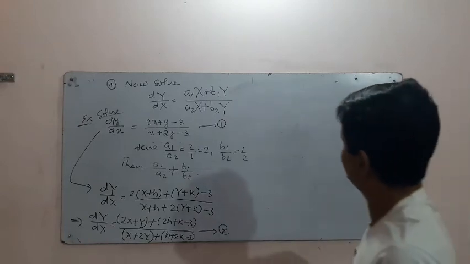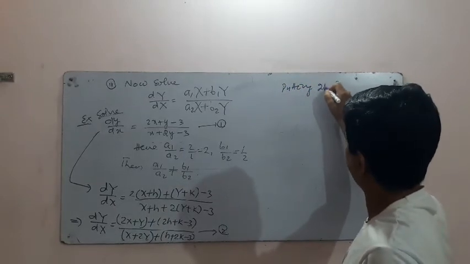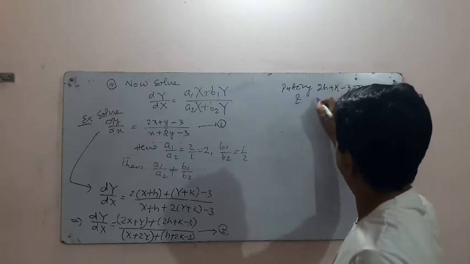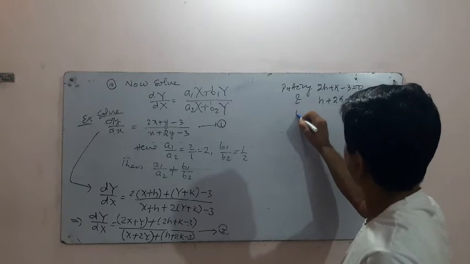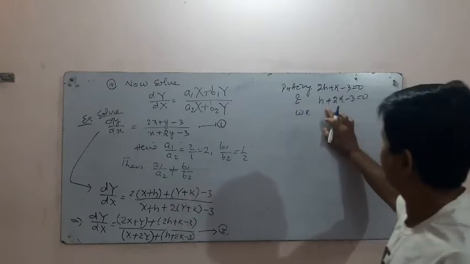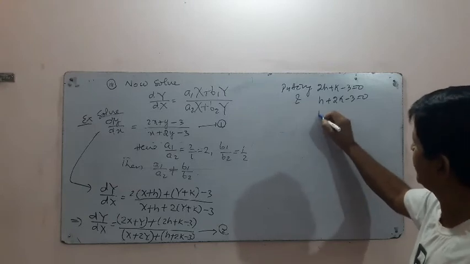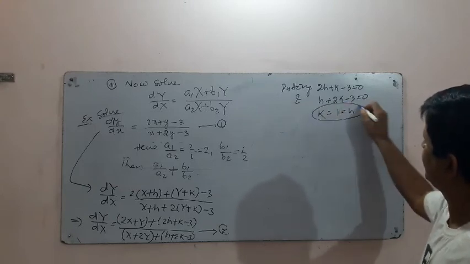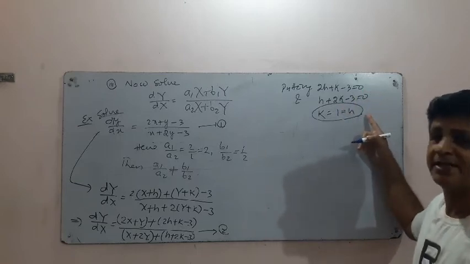Now putting 2x plus k minus 3 equal to 0 and x plus 2k minus 3 equal to 0. You solve it. Multiply by 2 here, 2x will be cancelled, and finally we get k is equal to 1 and h is equal to 1. Remember that you solve these equations and you can get the values of h and k.